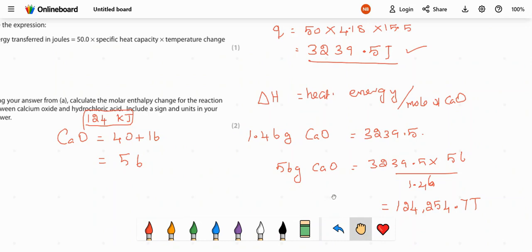And then 56 gram of calcium oxide will release this much energy. Why have I calculated for 56? Because 1 mole of calcium oxide will be equal to 56 gram. The weight of 1 mole of any compound is equal to its molecular weight. That's why I have added the atomic weights. So 1 mole of calcium oxide is 56 gram, that is the molecular weight of calcium oxide. So per mole means 56 gram of calcium oxide will release this much energy. Hope you have understood this one.